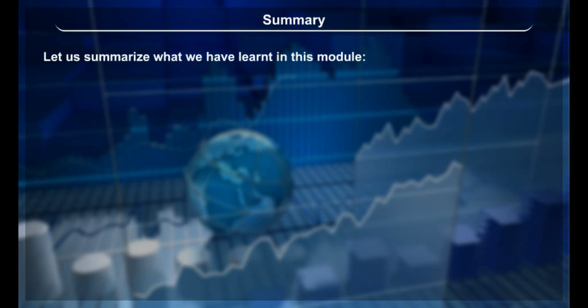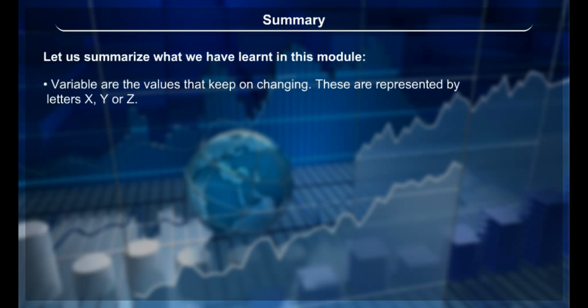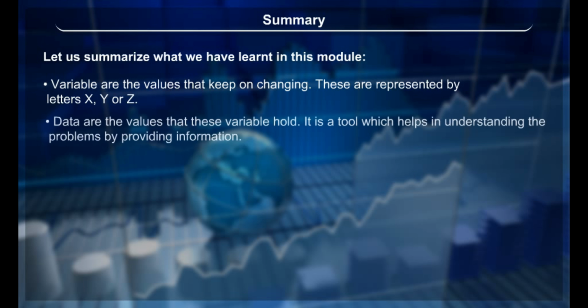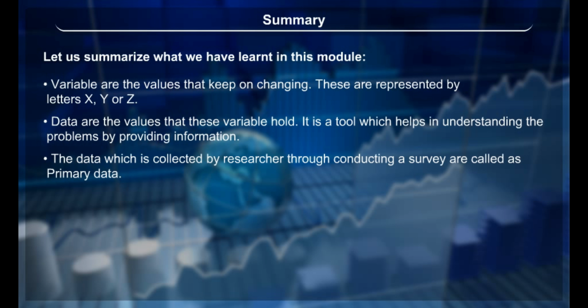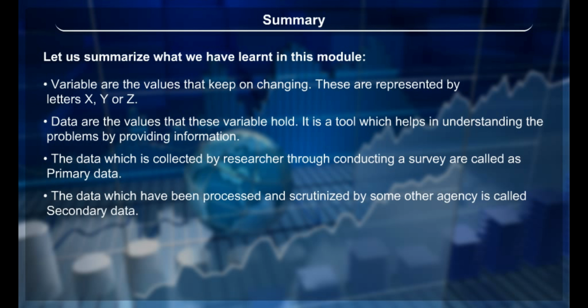Summary. Let us summarize what we have learned in this module. Variables are the values that keep on changing. These are represented by letters X, Y or Z. Data are the values that these variables hold. It is a tool which helps in understanding problems by providing information. The data which is collected by a researcher through conducting a survey is called primary data. The data which have been processed and scrutinized by some other agency is called secondary data.